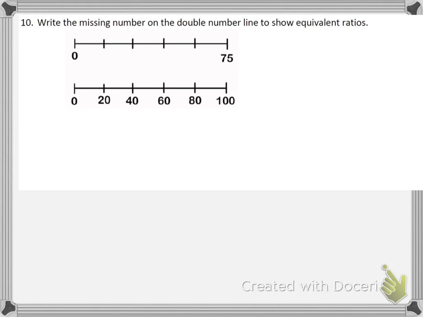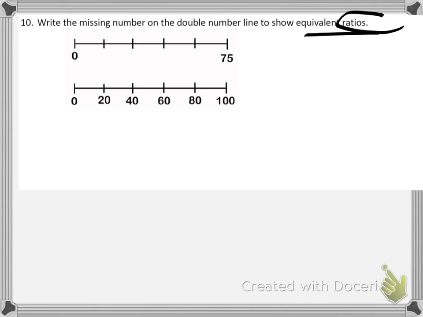For number 10, we have to fill in the missing numbers on the double number line. So for this, we have these missing numbers right here that we have to figure out. A couple ways that we can do this. One is these are going to be equivalent ratios.